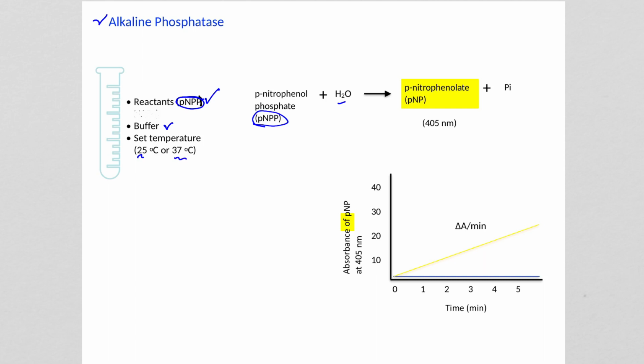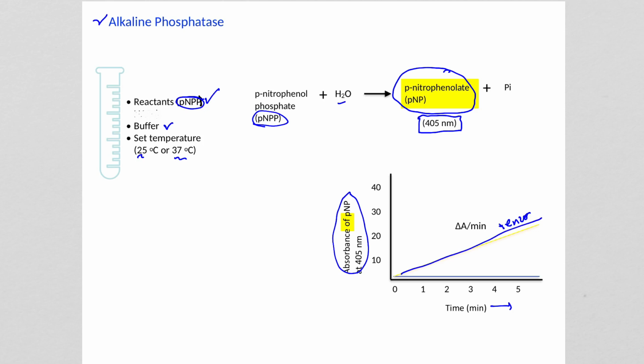We follow this reaction by following this product here, para-nitrophenol, which shows a strong absorbance in the visible range of 405 nanometers. So we follow the absorbance at 405 nanometers with time, and once again, in the presence of the enzyme, you see a much higher slope compared to without enzyme.